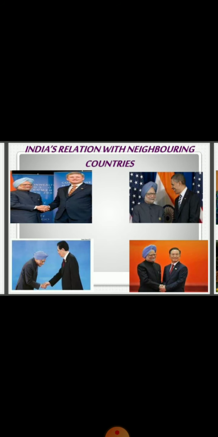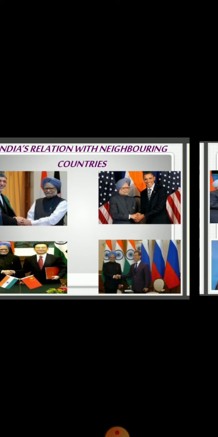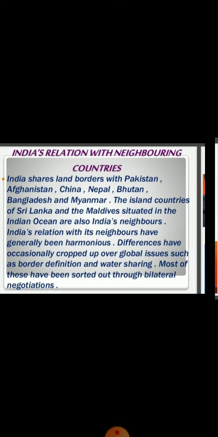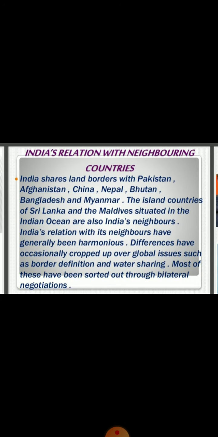We had very good relationship with our neighboring countries. Through pictures also you can see the reflection of our relations with the neighboring countries. So, India shares land borders with Pakistan, Afghanistan, China, Nepal, Bhutan, Bangladesh, and Myanmar, and the island countries of Sri Lanka and Maldives, situated in the Indian Ocean, are also India's neighbors. India's relations with its neighbors have generally been harmonious, means peaceful.